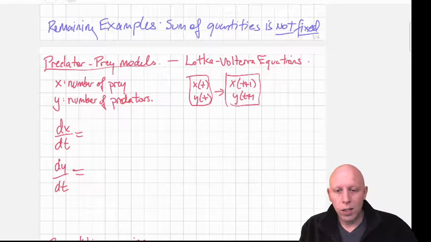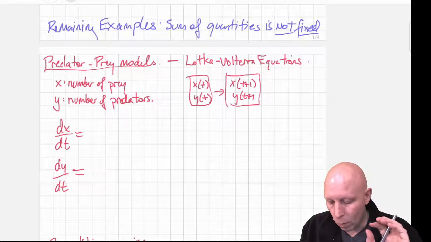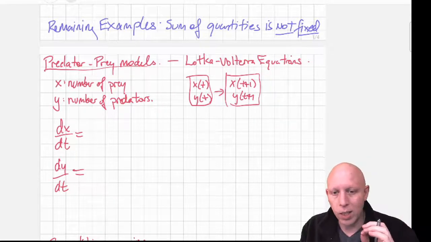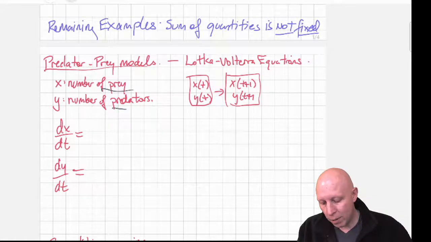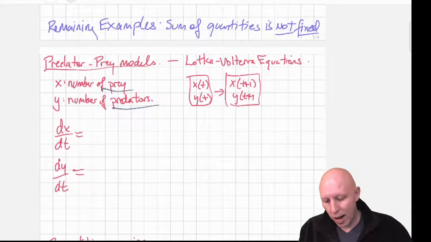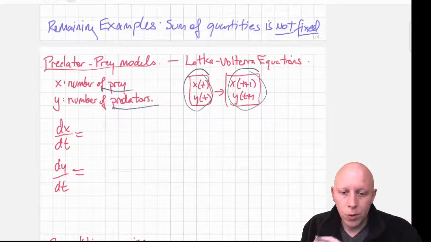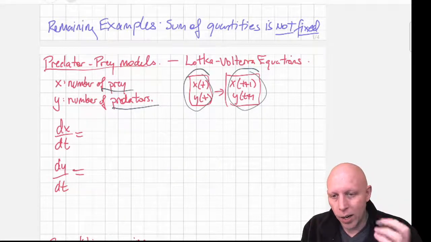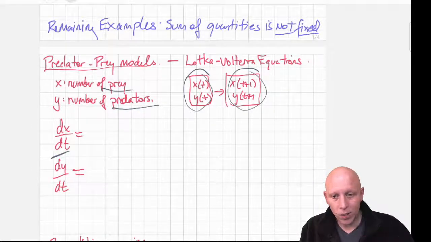So let's talk about two populations that are interacting. And there's two different models that we can think about this way. You could imagine maybe we have some prey and maybe we have some predators. And we're trying to figure out how do those populations change over time. And so the way we're going to set this up is we're going to say, okay, how is the prey changing over time and how is the predators changing over time?